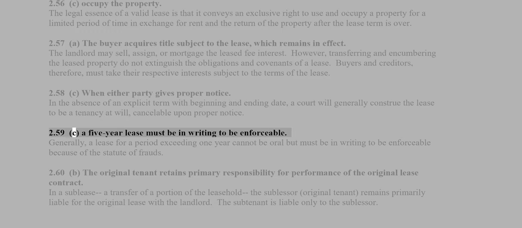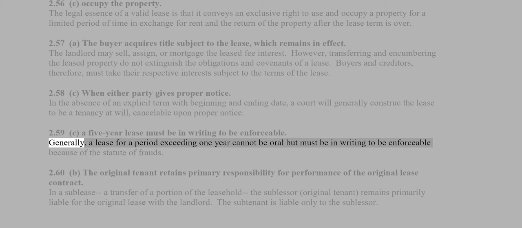2.59 C. A 5-year lease must be in writing to be enforceable. Generally, a lease for a period exceeding 1 year cannot be oral but must be in writing to be enforceable because of the statute of frauds.